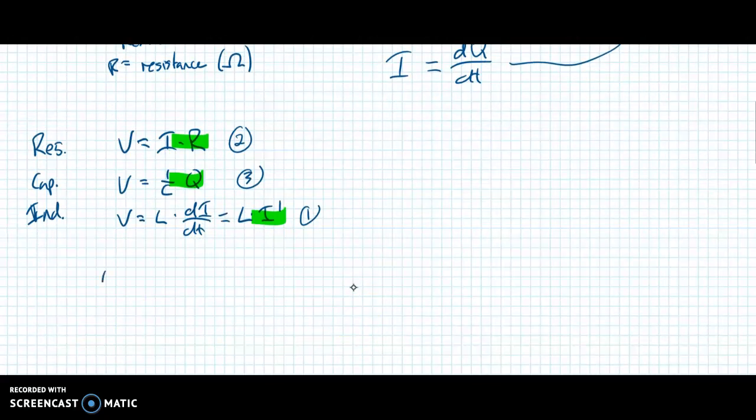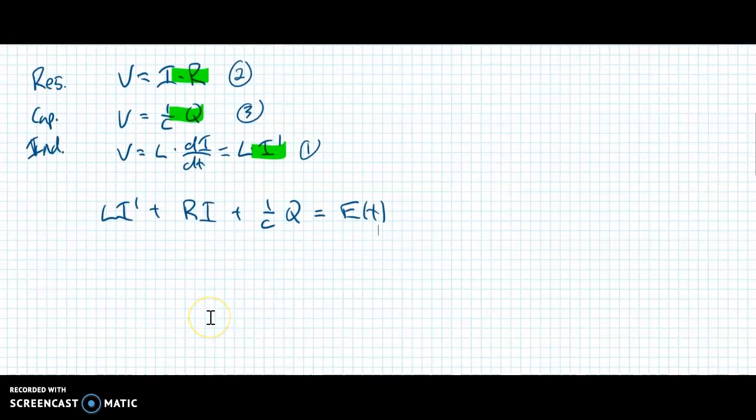So L I prime plus, and then I'm going to write resistance times I. The reason I switched them for this one is because this is the way you normally see it. You see V equals IR, but in our case we want to have the R out front, and I think you'll see why in a moment. Plus 1 over C times Q is equal to E of t. That's because of laws from the physics of electricity.